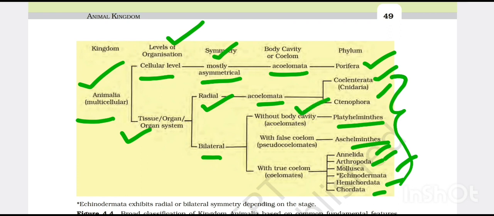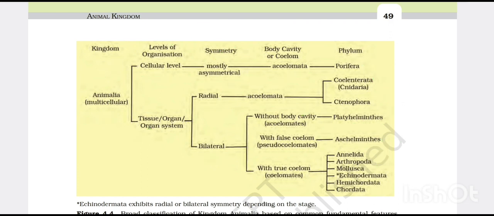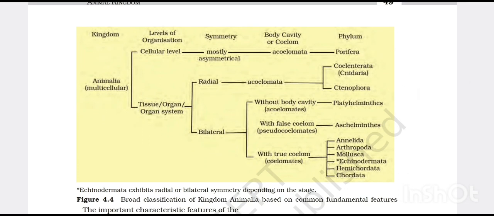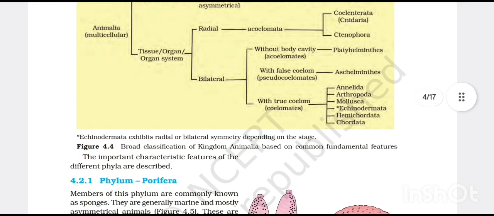Platyhelminthes lack the body cavity. Aschelminthes have a pseudocoelom or false body cavity, but a true coelom is present in Annelida, Arthropoda, Mollusca, Echinodermata, Hemichordata and Chordata. So it is a broad classification of the animal kingdom based on the common fundamental features.